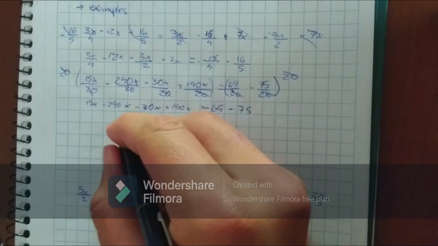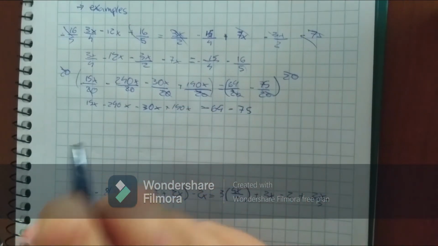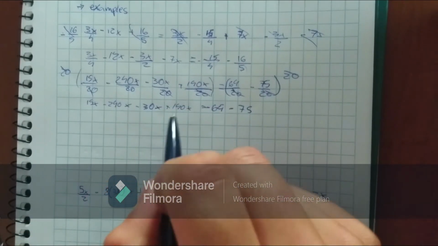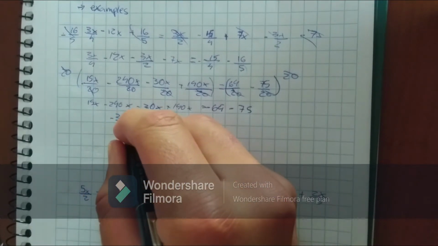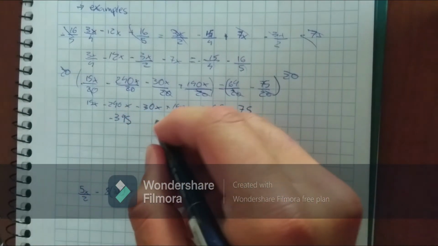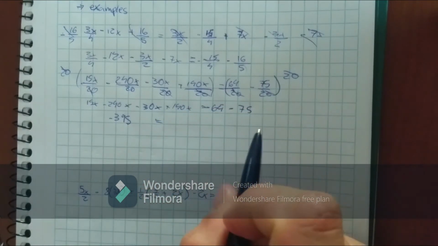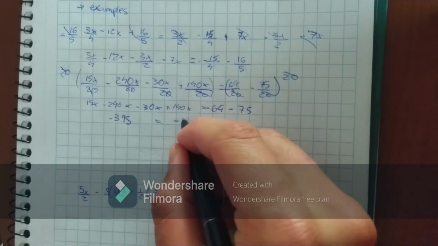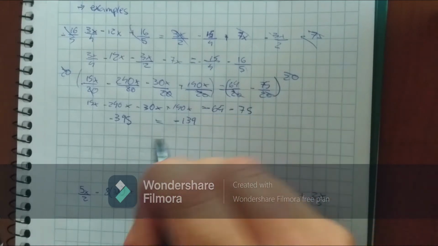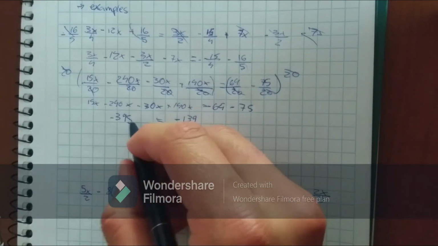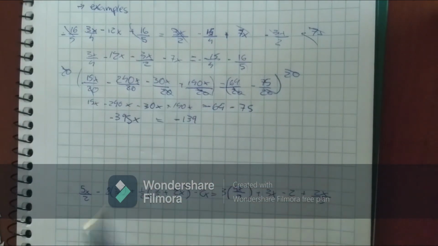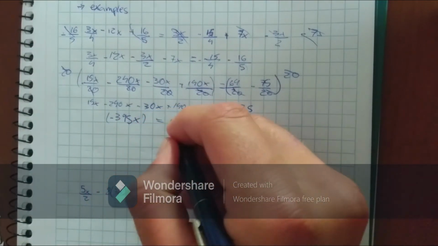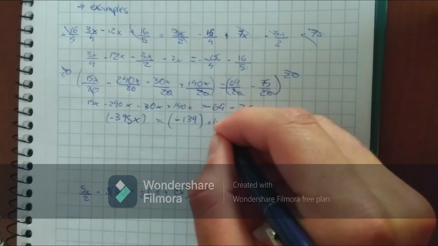So I'll calculate this: 15 minus 240 minus 30 plus 140 will get me negative 395 equals negative 64 minus 75, which will get me negative 139. Well, I'm sorry, I forgot an x here. Negative 395x. I don't really like these negatives, so I'm going to just multiply both sides by negative 1.